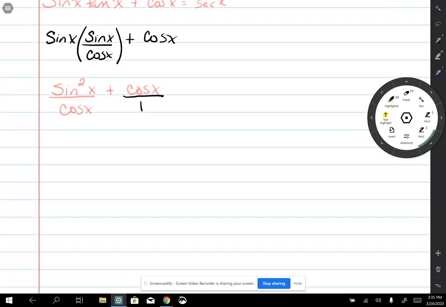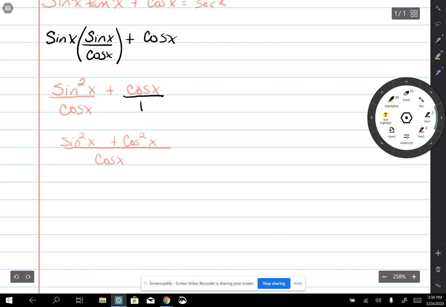So when I do that, I wind up with the following. Cosine times 1 will give me cosine x on the bottom, my plus sign on top. 1 times sine squared will just be sine squared x. Cosine times cosine winds up being cosine squared x. Now you're probably thinking, yeah, this doesn't help me out. But if you notice the numerator, what do you notice that is very specific about the numerator?